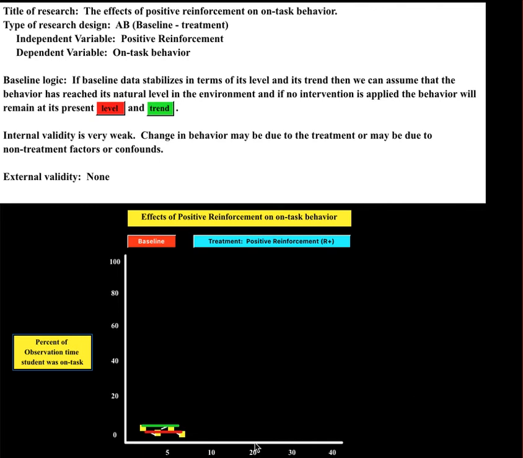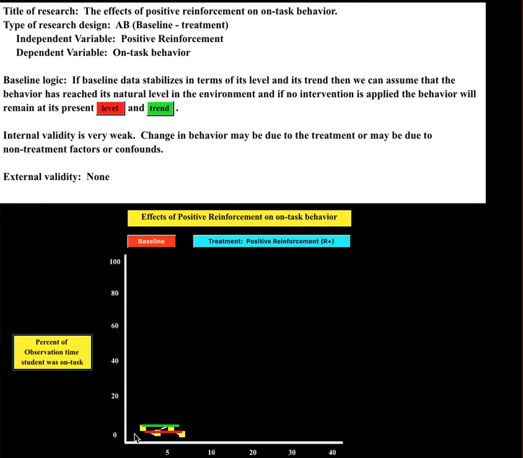So you can see in our baseline, we have 4 data points, and they have stabilized in terms of their level, which is represented by the red line, and their trend, which is represented by the green line, and their variability. The data is very stable. In fact, the on-task behaviors are down about 5% of the observation time the student was on task, not very much on task. Now, once the data have stabilized in terms of level and trend and variability, this is very, very important. It has to stabilize.